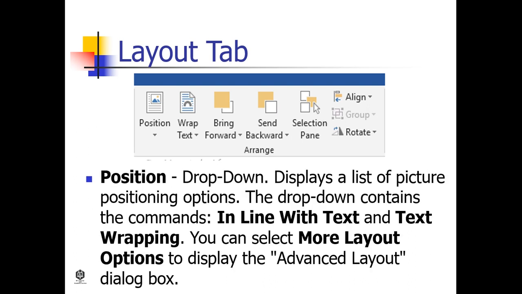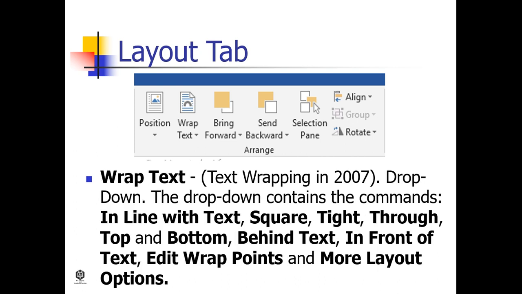First, the Position drop-down displays a list of picture positioning options. The drop-down contains the commands Inline with Text and Text Wrapping. You can select more layout options to display the Advanced Layout dialog box. Next, Wrap Text or Text Wrapping in 2007.